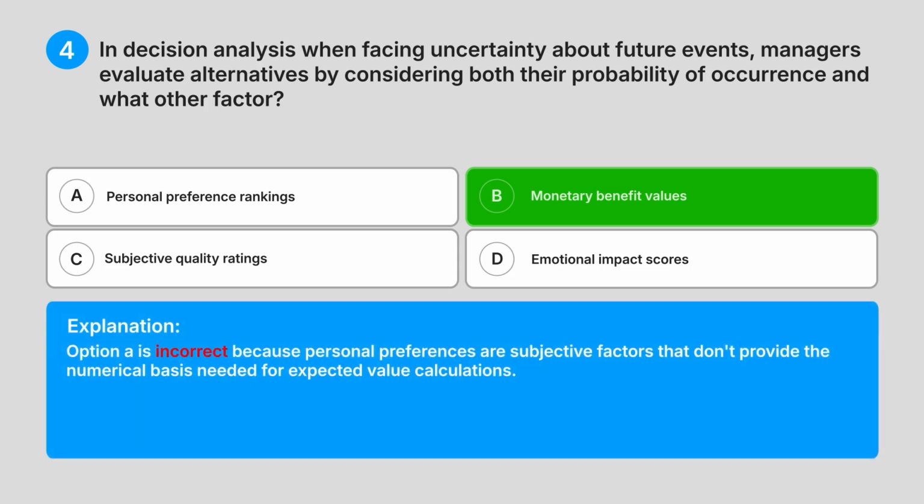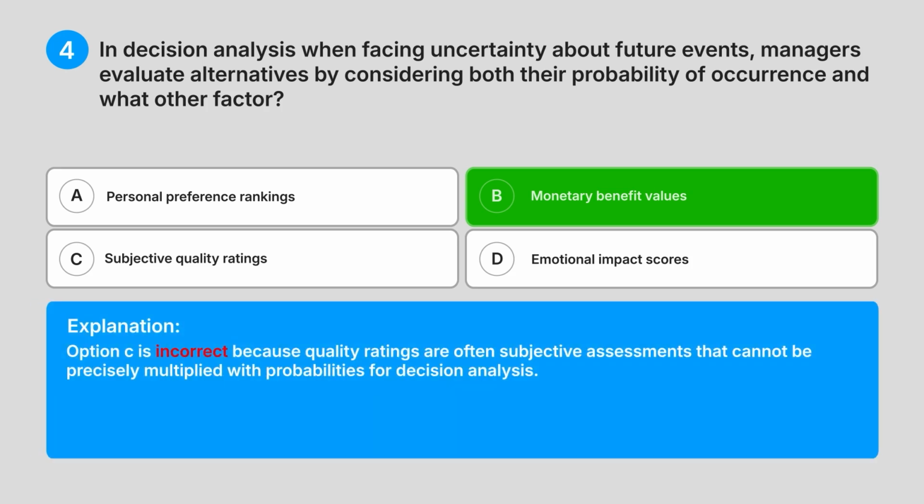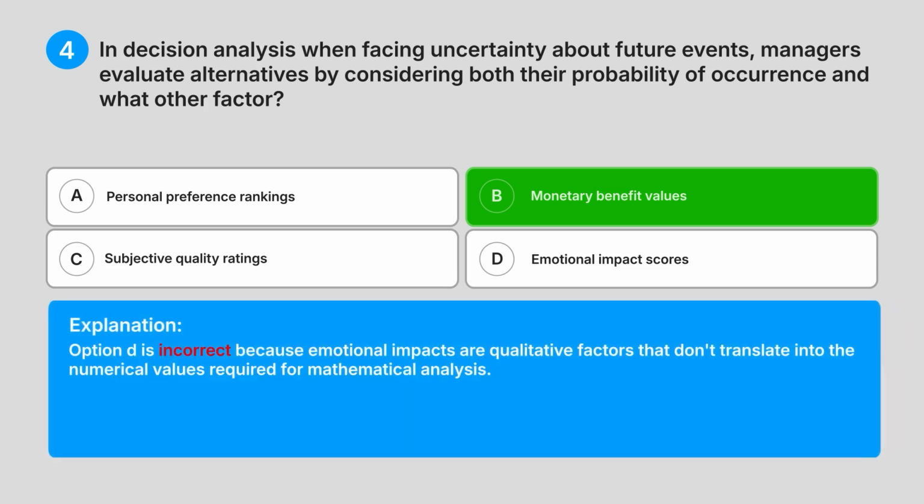Option A is incorrect because personal preferences are subjective factors that don't provide the numerical basis needed for expected value calculations. Option C is incorrect because quality ratings are often subjective assessments that cannot be precisely multiplied with probabilities for decision analysis. Option D is incorrect because emotional impacts are qualitative factors that don't translate into the numerical values required for mathematical analysis.